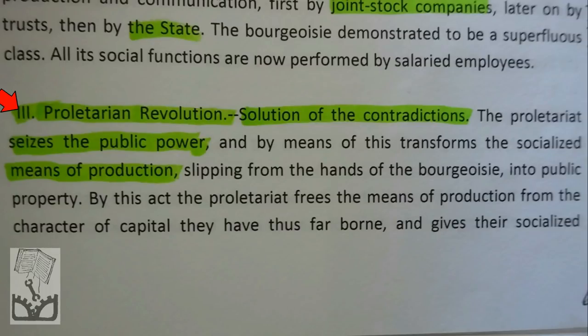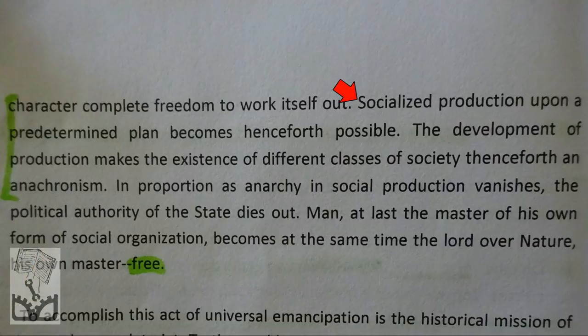The proletariat seizes the public power, and by means of this transforms the socialized means of production, slipping from the hands of the bourgeoisie, into public property. And Engels concludes, "Socialized production, upon a predetermined plan, becomes henceforth possible. The development of production makes the existence of different classes of society thenceforth an anachronism. In proportion as anarchy in social production vanishes, the political authority of the state dies out. Man, at last the master of his own form of social organization, becomes at the same time the lord over nature, his own master, free."